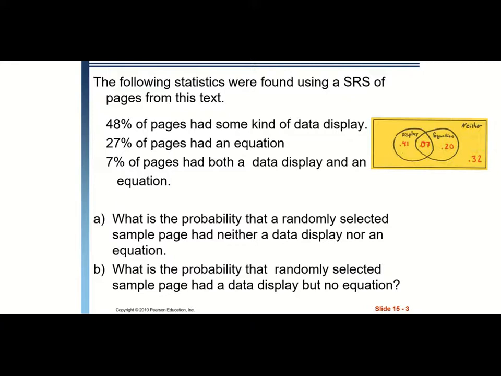32% is outside of both circles, meaning they have neither a display nor an equation. So what's the probability that a randomly selected sample page had neither a display nor an equation? 32%. What's the probability that a randomly selected sample page had a data display but no equation? 41%.